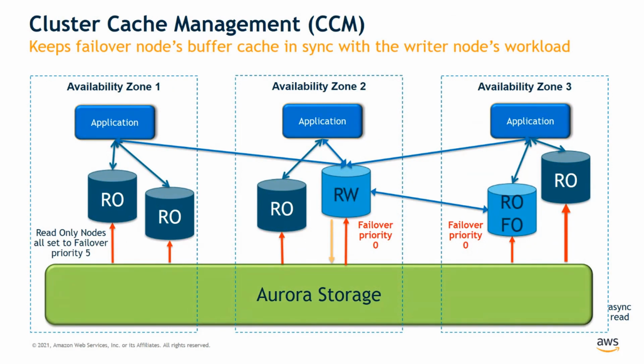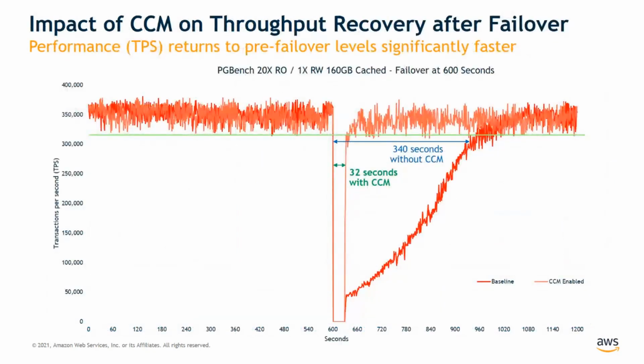And we also have this cluster cache management capability, as we talked about, that keeps the buffer cache of the failover node in sync. And we do that by basically shipping page addresses from the writer node here to the failover node so that the failover node can do the reads to pull those buffers into cache and keep it almost completely synchronized. What that tends to provide is a faster failover.